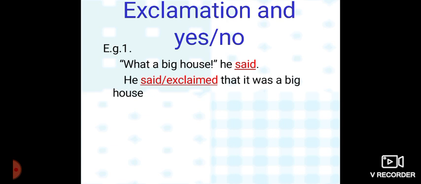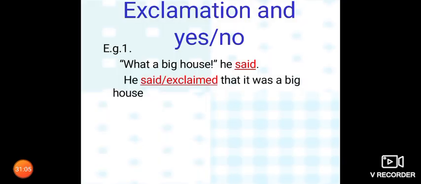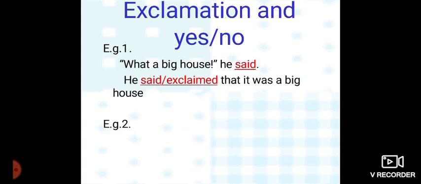So what is the direct speech there? "What a big house," he said. The indirect speech is "he said," or we can use "he exclaimed that it was a big house."